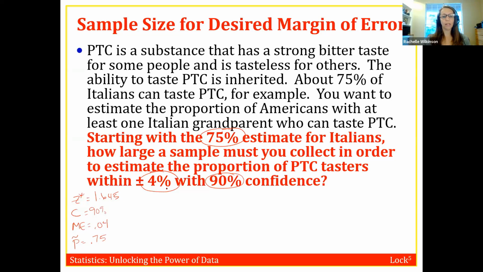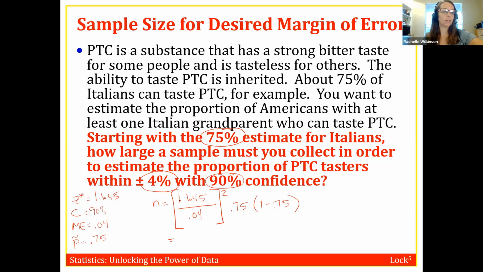All right, now we're ready to plug everything into our formula. So N was equal to Z star, which is 1.645, divided by our desired margin of error, so that 0.04, and this whole quantity is going to be squared. So we had Z star over ME squared, and we multiply that by P tilde, which is 0.75, times 1 minus P tilde, so 1 minus 0.75. Now we're just going to work this out on the calculator. We're going to do everything inside the parentheses first, square that, and then multiply it by those other things.